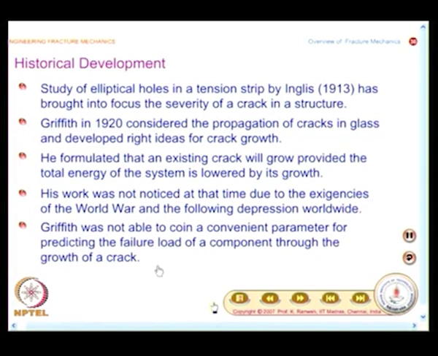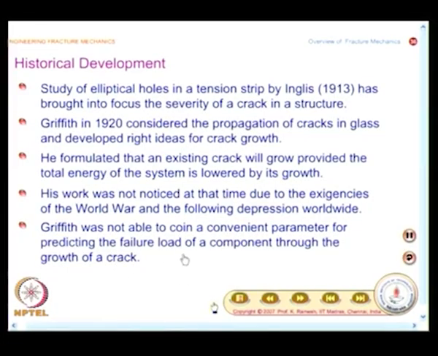And there is also another aspect to it. See, Griffith was not able to coin a convenient parameter. See, for the development of any field of science or art, you need to develop jargons. Jargons are very important, and the moment you listen to the jargon, you immediately understand what it conveys. So, you need to make a convenient parameter. Until then, fracture was not looked at by people. That contribution was done by Irwin, and that came about way back in 1948.